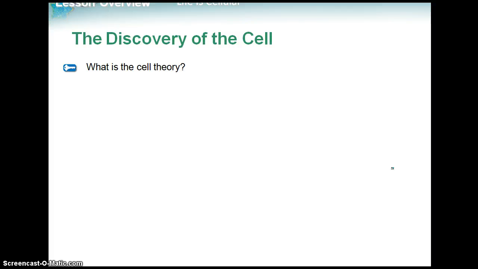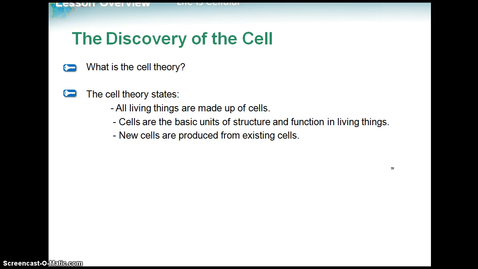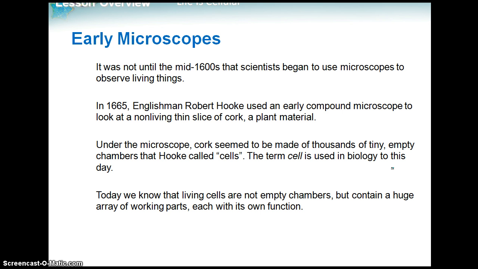And so if we think about the cell theory and what it actually tells us, we have three basic postulates that were made by several scientists. The first is that all living things are made up of cells. The second is that cells are going to be the basic unit of structure and function, and that all cells are produced from existing cells. We cannot just spontaneously make a cell.